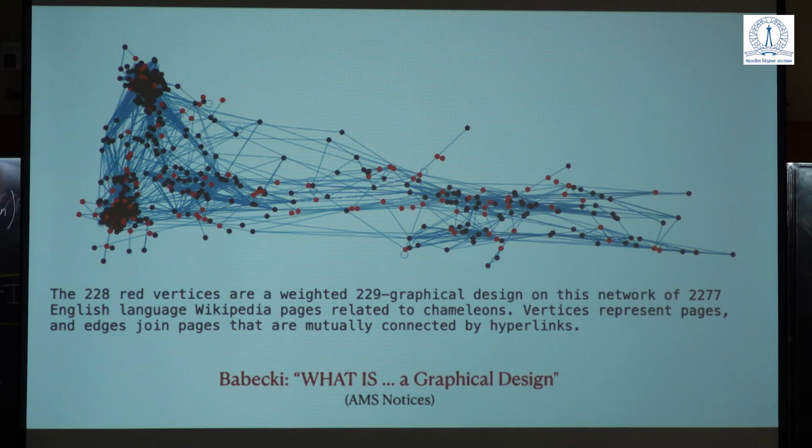You can download these graphs. These graphs are available in some database. I think she got this from somewhere. If you read the article, you can find out where she got this. So tons of graphs.